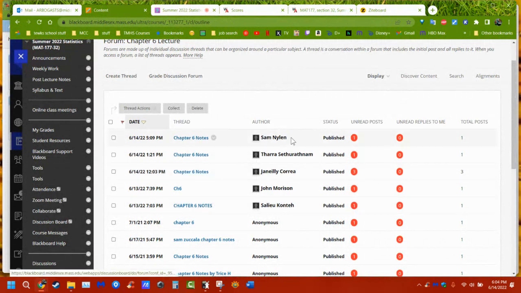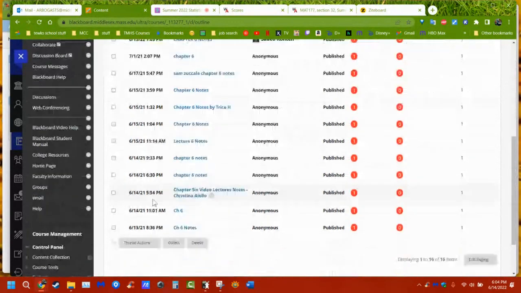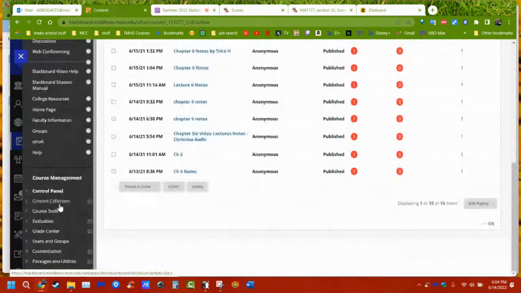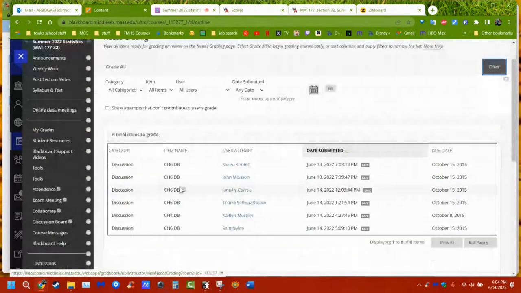I'll read through them, and then good. And so when I go to the section that says things that need to be graded, I'll just show you what it looks like on mine. So, Need Grading. And I can see, oh, here's the stuff that needs to be graded.